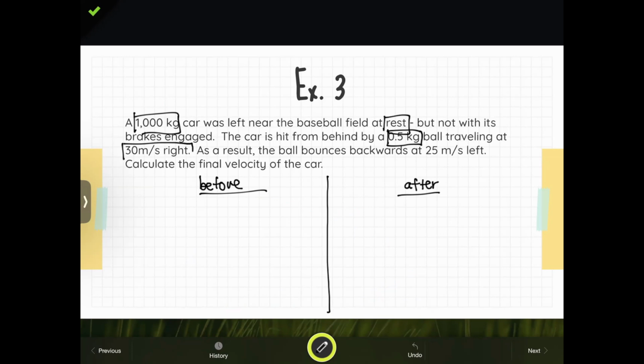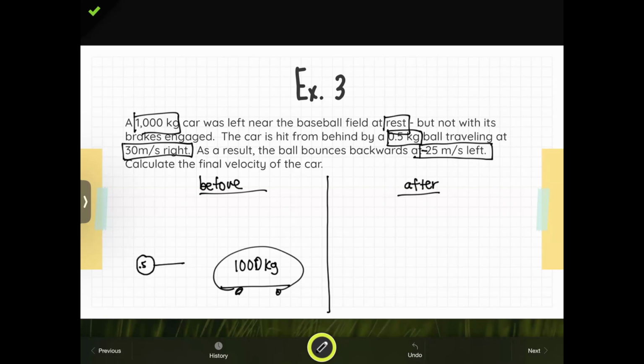At rest, 30 meters per second to the right. This is negative 25 to the left. So let's say I've got this person that leaves their car near the baseball field, but it is not having its brakes engaged. All these problems assume that objects are free to move, but if their tires were having traction with the road and the parking brake was engaged, the car wouldn't actually roll because of an external force. So we're going to make this nice assumption that as this system is interacting, all the objects are free to actually move, right?